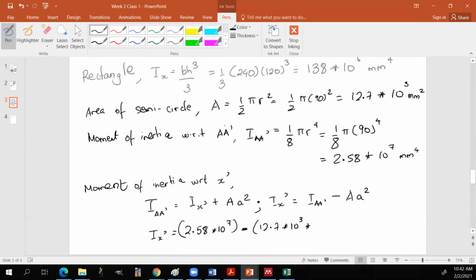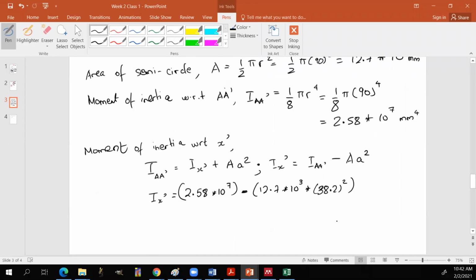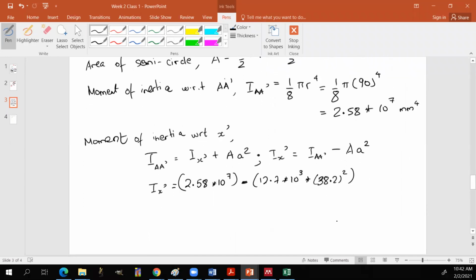right? Times 38, whoops, 38.2 squared. Right, everything's in millimeters, so we're good. So what does this come out to be equal to? .538 times 10 to the 7. I don't have that. I didn't square my 38.2. There you go.